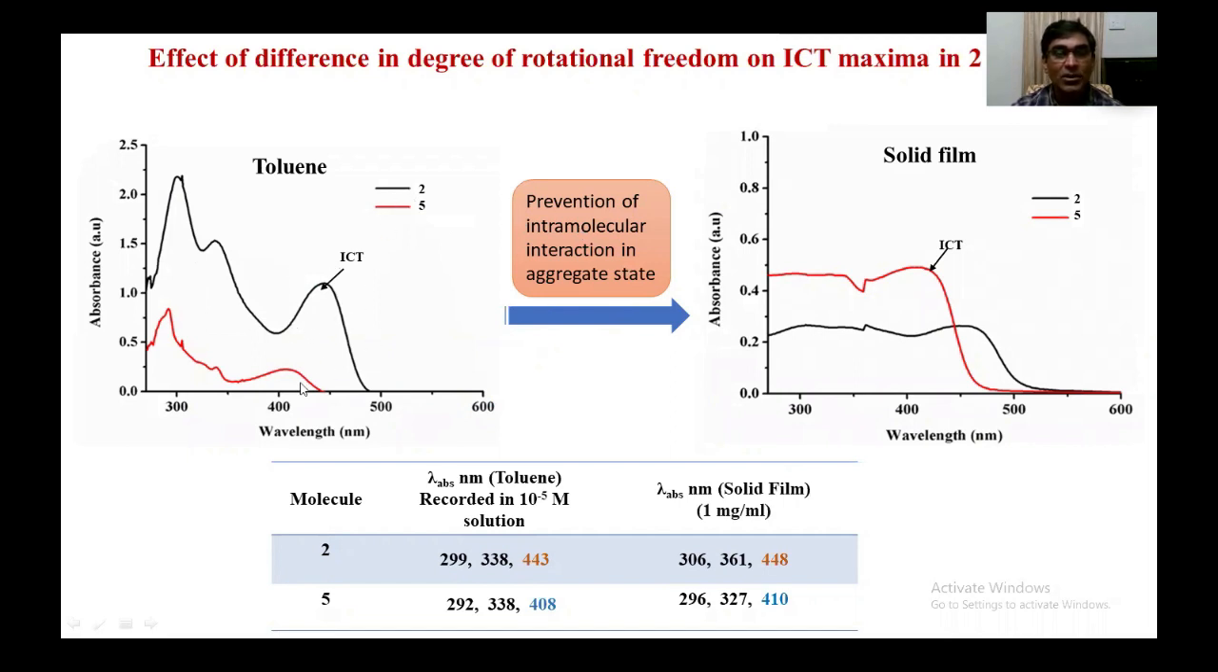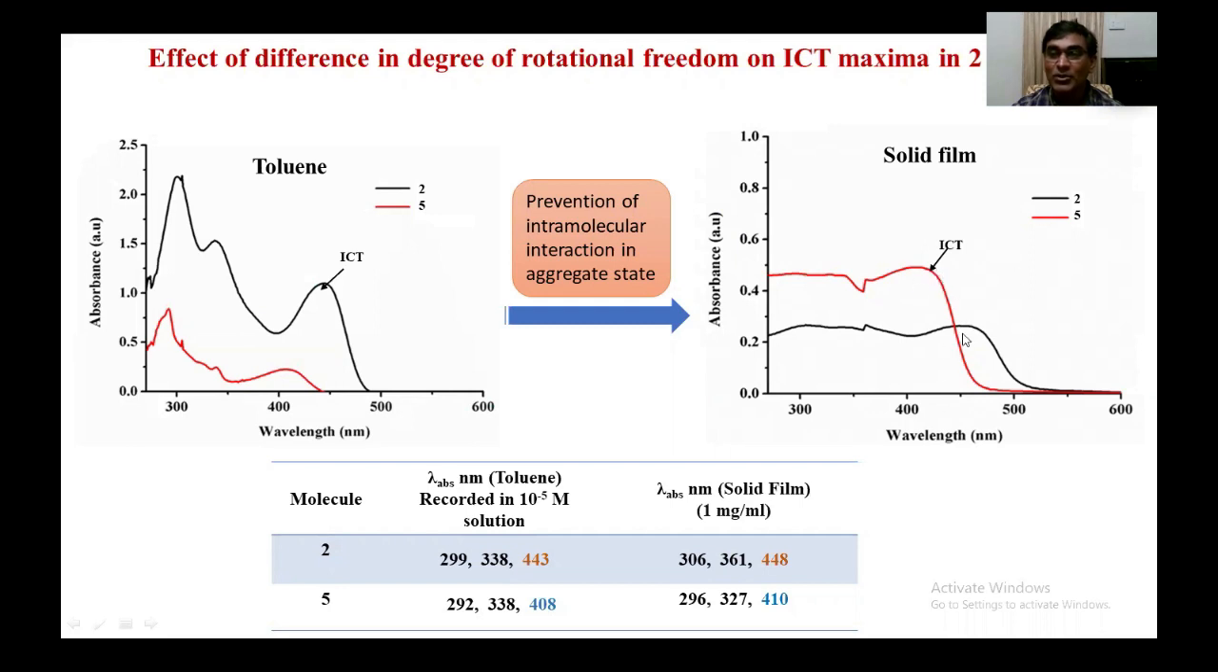But in solid film, the ICT, the characteristic transition in case of this fifth molecule having carbazole in it, the rigid donor unit, is much better as compared to the second molecule having the two rotatable phenyl rings.